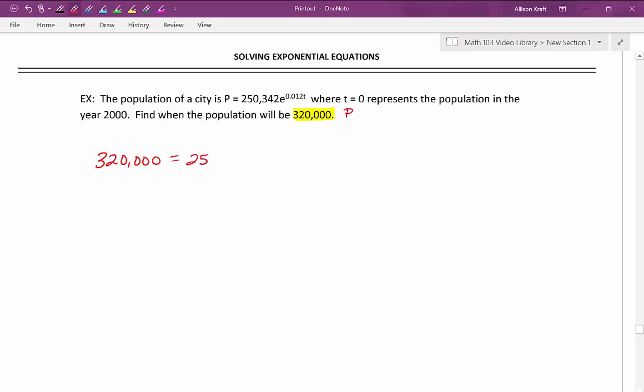320,000 equals 250,342 times e raised to the 0.012t power. Notice I have just one term on the left and one term on the right, even though that's an ugly term on the right. This tells us to try the one-to-one property or rewriting it as a log. To do either of those, I need to isolate the exponential base. So we need to isolate that e. We'll do so by dividing both sides by 250,342.